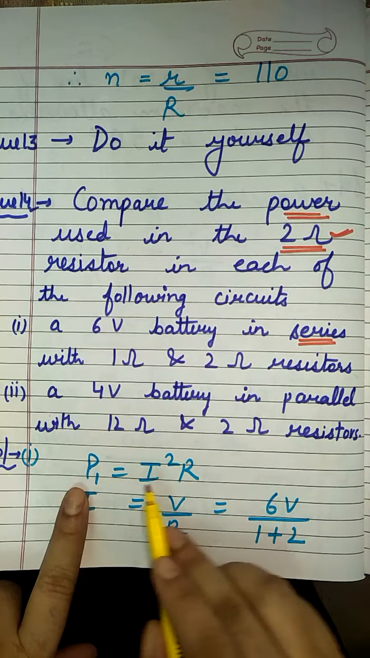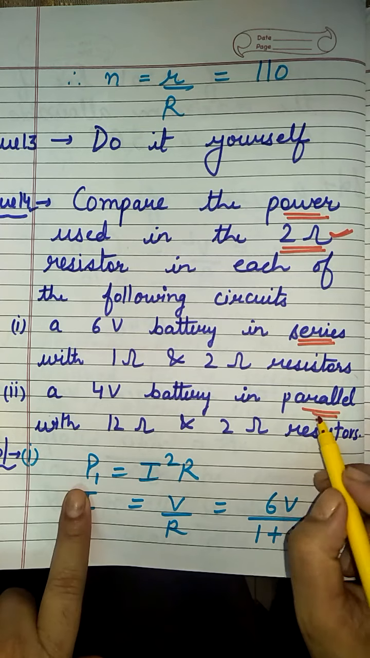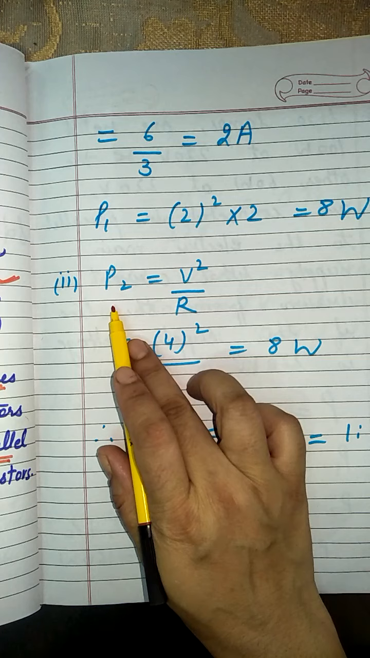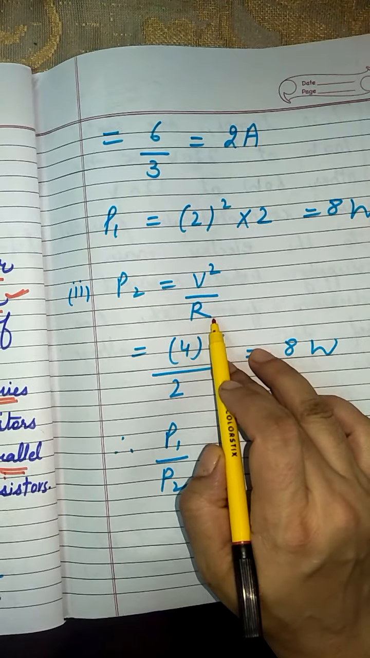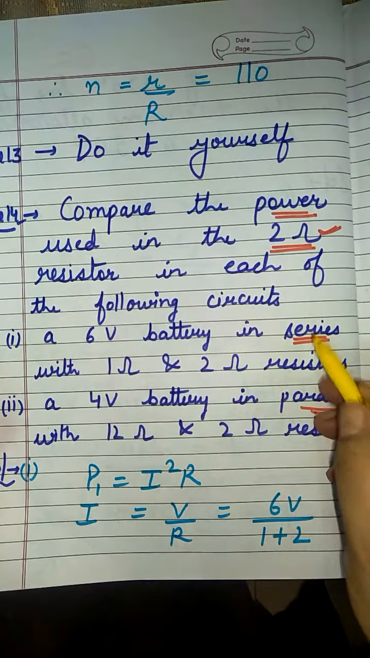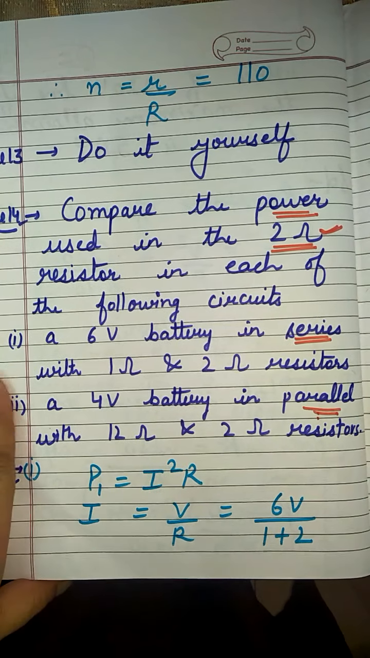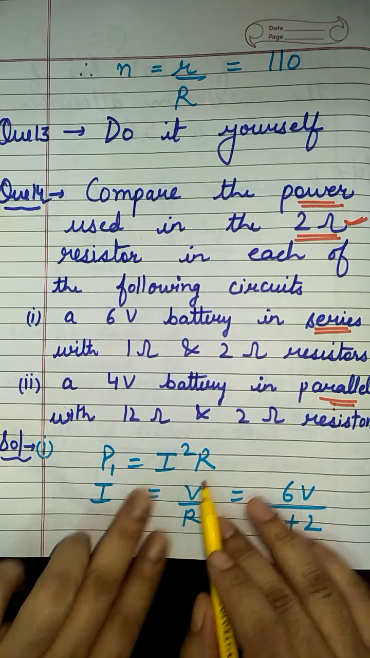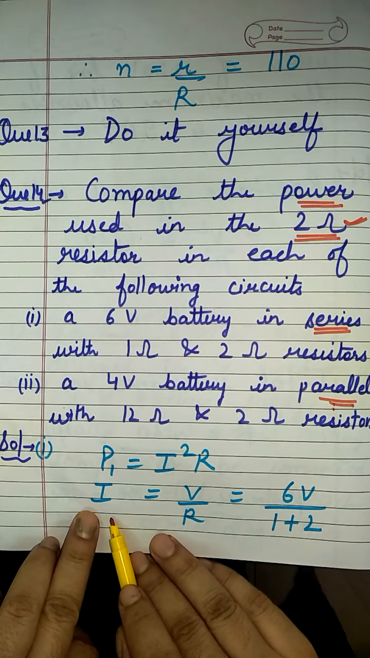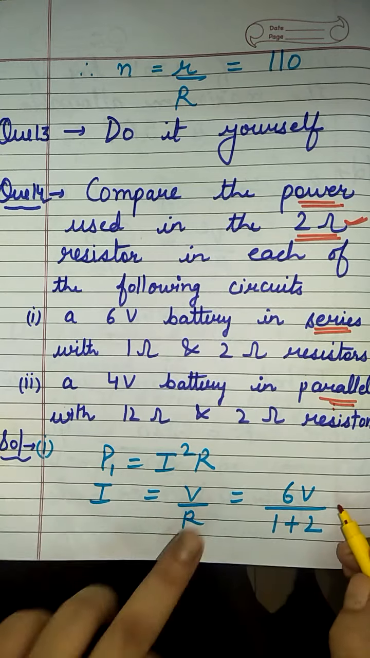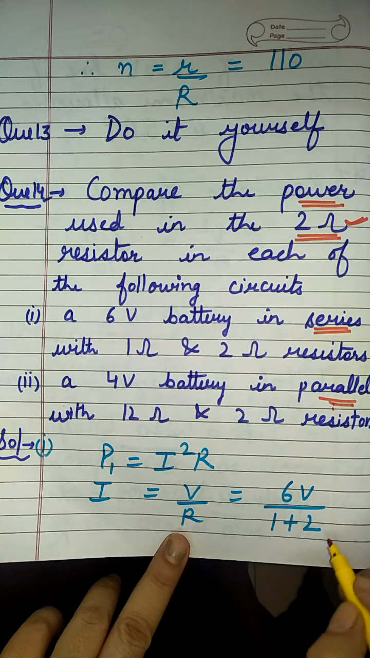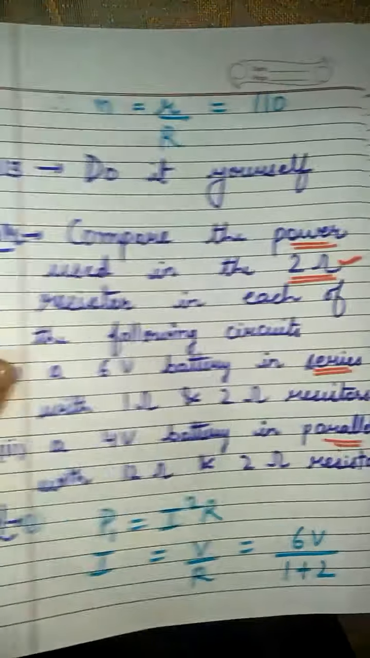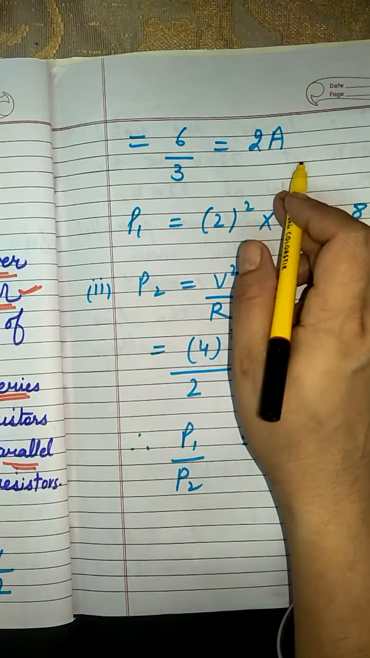In the second, parallel combination, voltage is constant, so we will calculate power by taking this formula, P is equal to V square by R. If you know these things properly, then your answer can never be wrong. So in series, P is equal to I square R. Firstly you have to calculate I is equal to V by R. What is V? 6. What is R? 1 plus 2, because these two have been connected in series. So what is your I? Your I comes out to be 2 ampere.